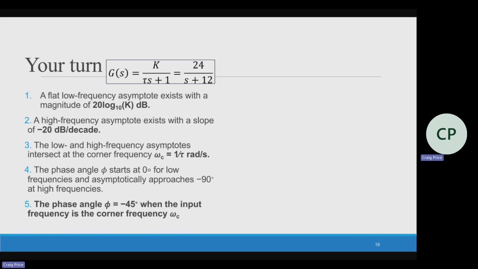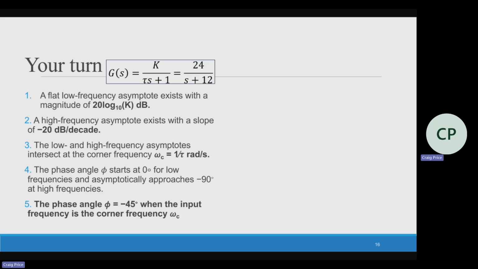So what I'd like you to do, we have a transfer function here. Now you can use the equation sheet. You can pull it up on Halo. At the bottom, it's all stuff about Bode plots. We're doing the first order equation. I want you to calculate some of these things.